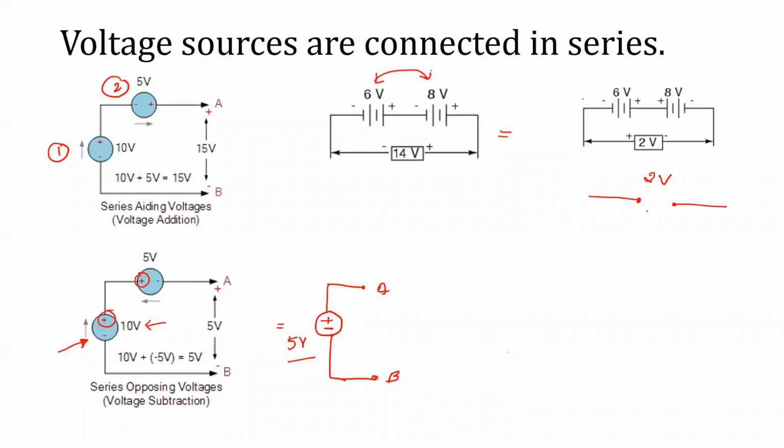Then what should be the direction? The direction should be according to the highest voltage. So here positive should come, negative, positive and negative. Okay, so these two voltage sources can be converted into a single voltage source using this method.